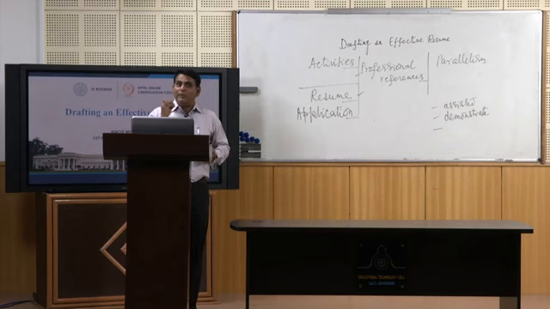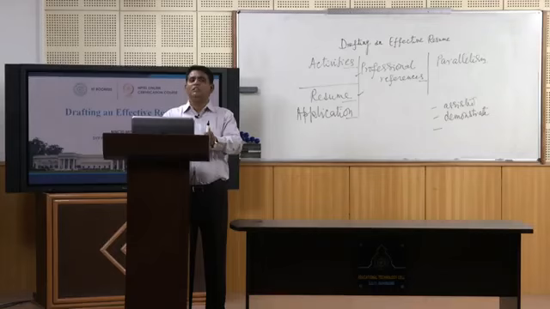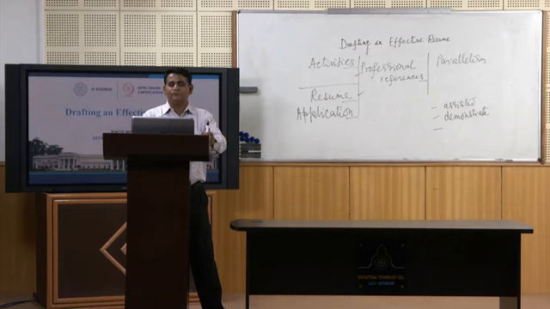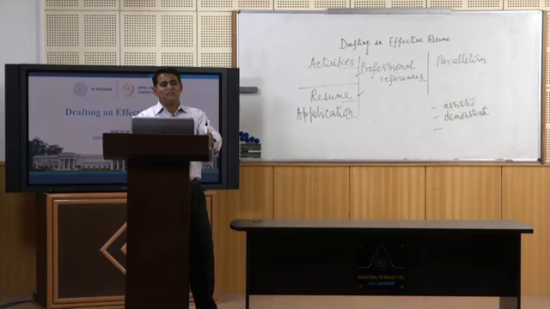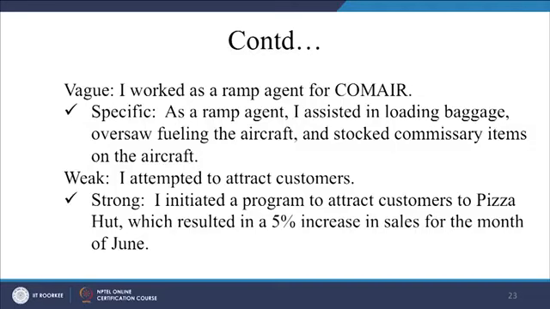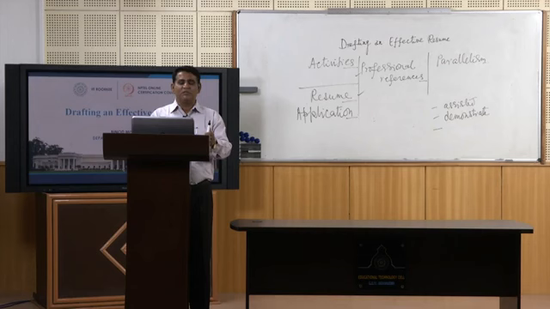Be specific while describing. List amounts or figures, whatever is applicable in your organizations. And then, when you are using language, don't give a sort of generalized statement. For example, "I attempted to attract customers" is a very weak one. You could rather say, "I initiated a program to attract customers to Pizza Hut, which resulted in a 10% increase." Now, by going this way, you are making your claims more specific, you are doing it better.